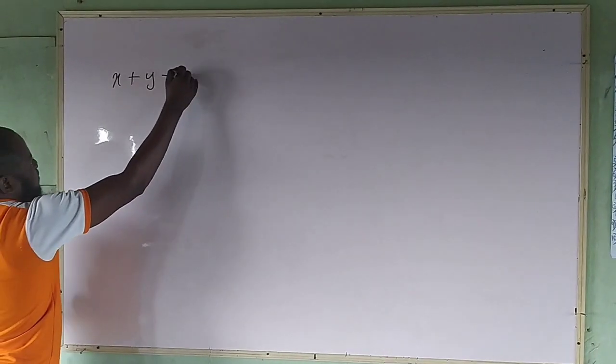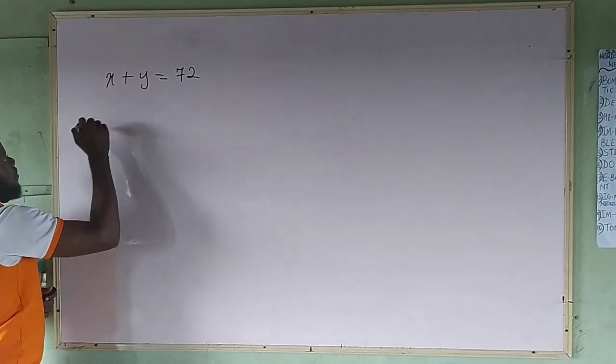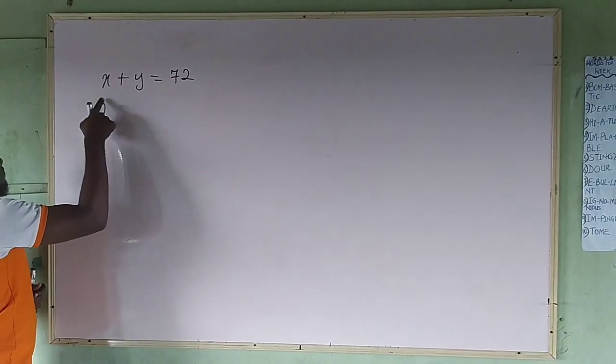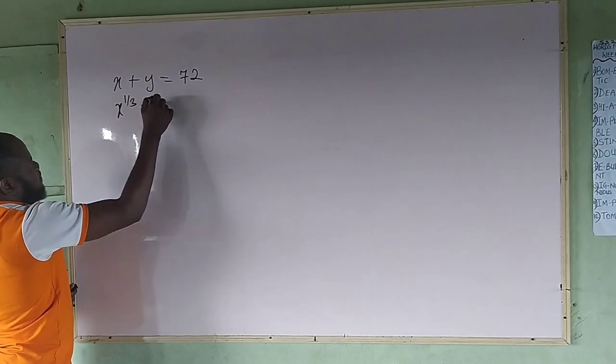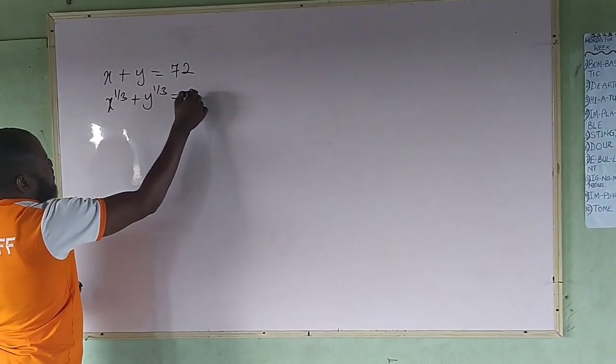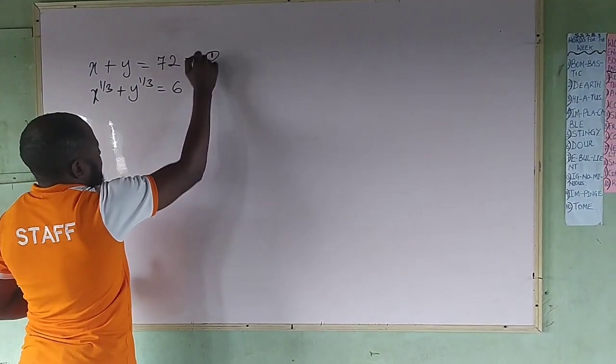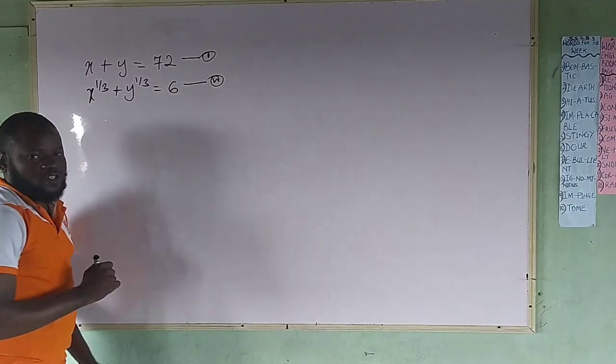So let's see, the first question is x plus y equals 72, and the second one is, it's still a simultaneous equation, x raised to power 1 over 3 plus y raised to power 1 over 3 equals 6. Here is equation 1 and here is equation 2. So that's the first question.